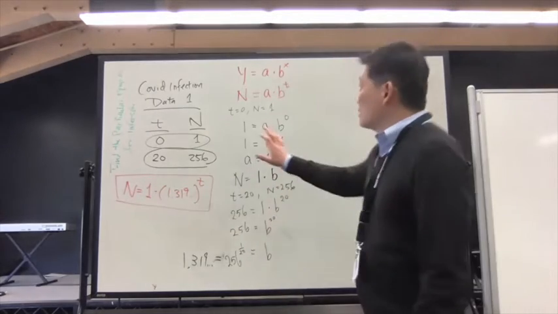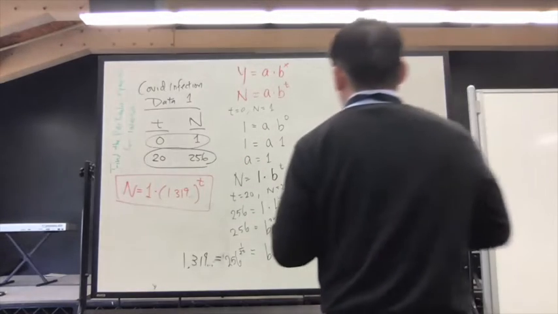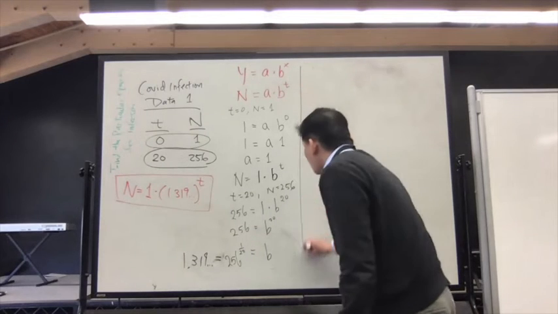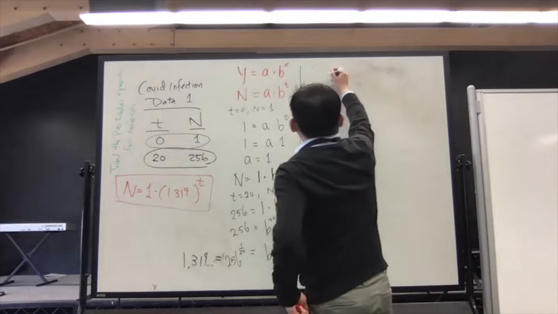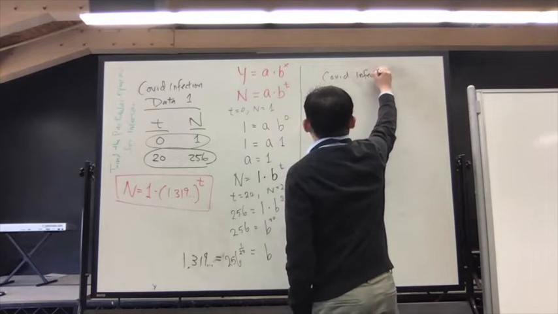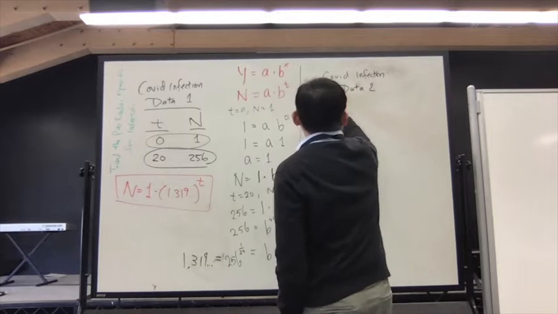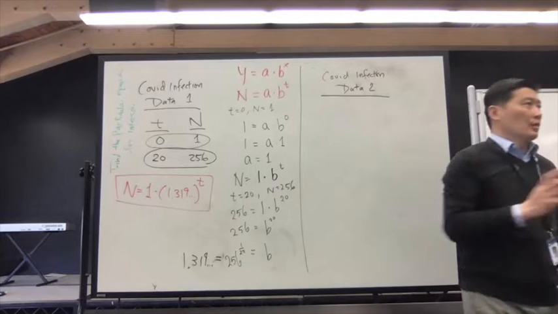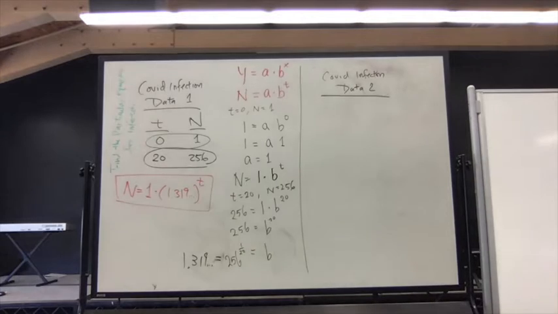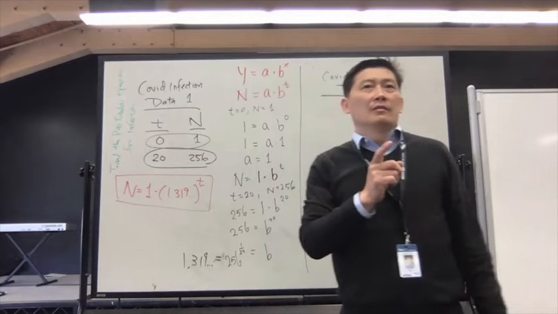Now, I'm going to take exactly the same data. I'm going to modify this a little bit, okay? Still COVID infection. Data 2. Suppose that you have no idea how many people got infected on day 1.